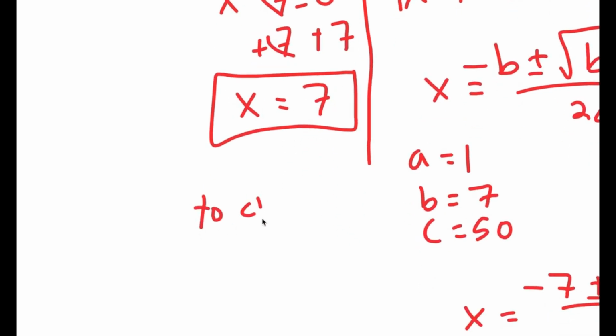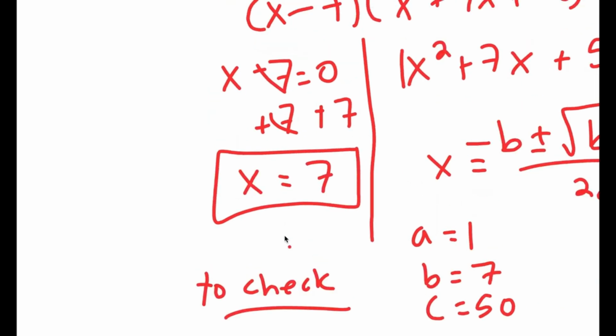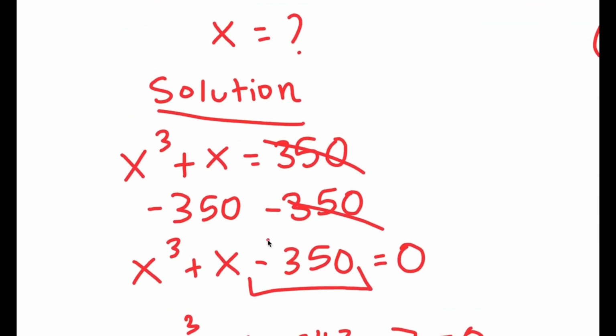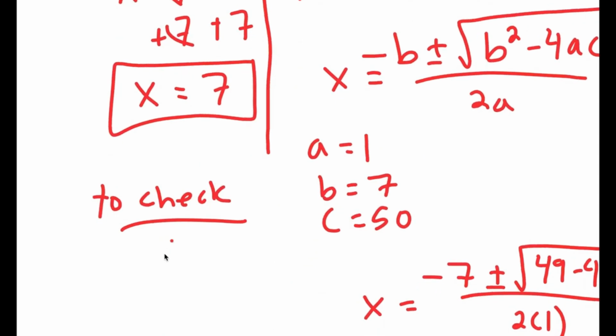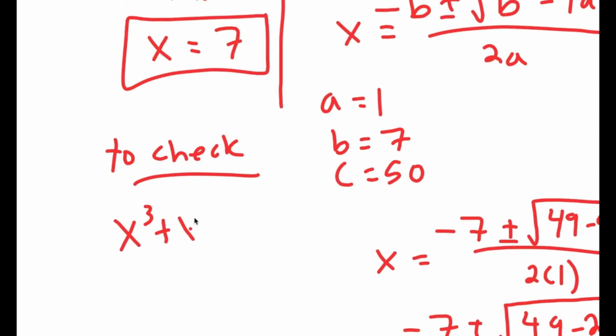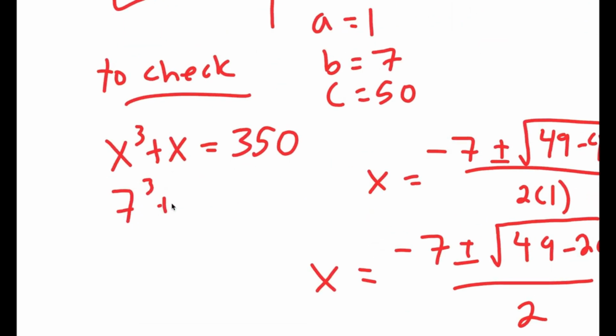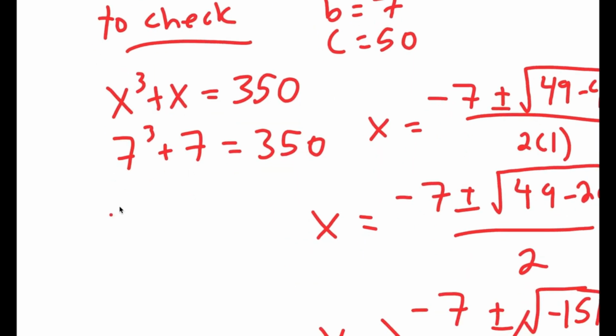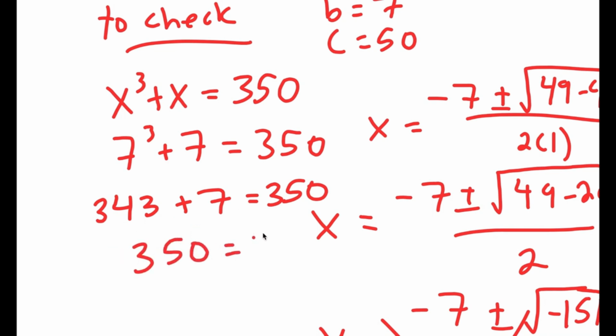So now to check, my original equation was x to the power of 3 plus x equals 350. So I get 7 to the power of 3 plus 7 is equal to 350. And 7 to the power of 3, that's going to equal 343. So I get 343 plus 7 is equal to 350. 343 plus 7 is 350. So I get 350 is equal to 350.